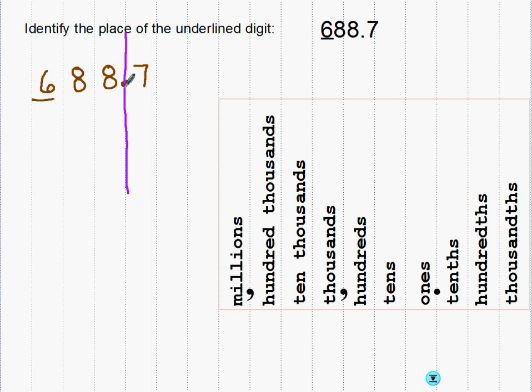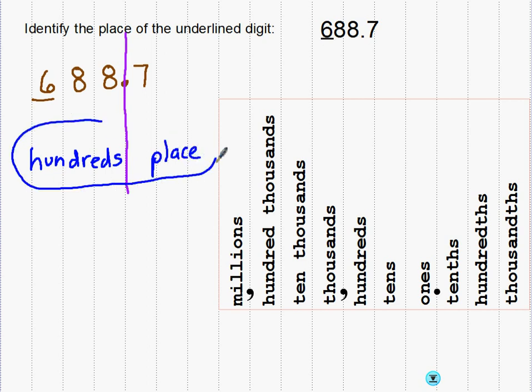All right, and using our decimal point as a reference, I can go 3 places to the left. I go to my place value chart, and I see that 3 places left of the decimal is the hundreds place. No TH at the end. This is a hundreds, not hundredths. A place with TH at the end always tells me that that's on the decimal side of the number.